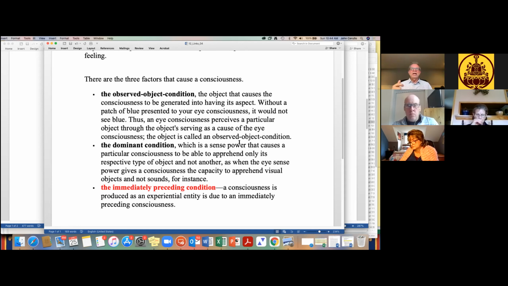And here's the big reveal. The third ingredient, the immediately preceding condition, is a consciousness. We're talking about your consciousness. A consciousness is produced as an experiential entity due to an immediately preceding consciousness. You're like, what the hell does that even mean? Or maybe you get it.